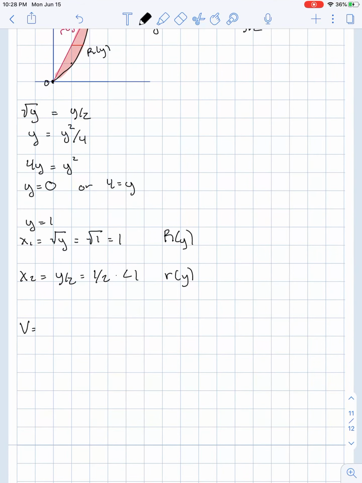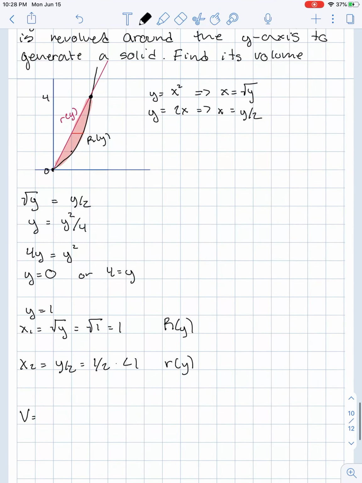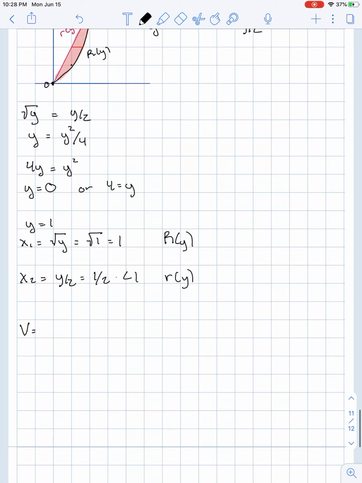so plug and chug into our volume equation, because I know who big R and little r are, and I know my points of integration, and I know I'm going around y. So I know everything should be kind of right.